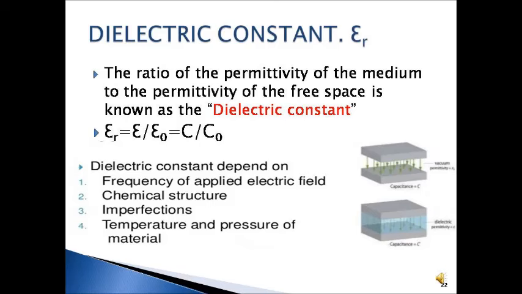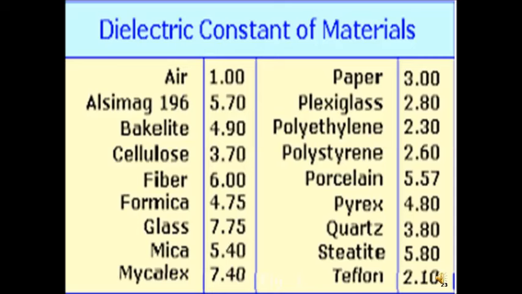Dielectric constant. The ratio of the permittivity of the medium to the permittivity of the free space is known as a dielectric constant. It is denoted by epsilon r. Dielectric constant depends on the following. These are dielectric constant values of some materials. Glass has the highest value, that is 7.75, and air has the lowest value, that is 1.